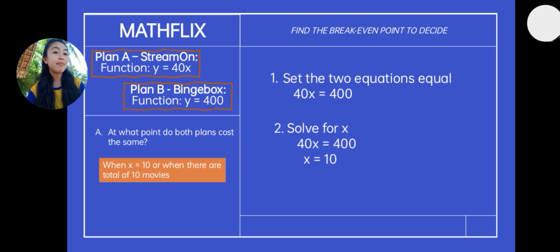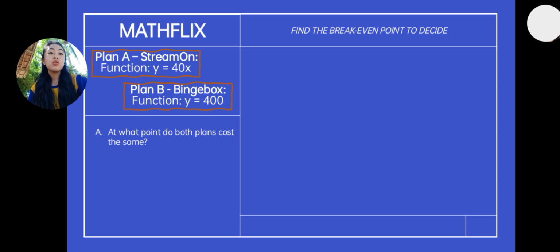40x divided by 40, we have x. And 400 divided by 40, we have 10. So we have x is equal to 10. Our break-even point here is x is equal to 10. We can now use the break-even point in order for us to decide. But how? Our first step here is to choose values lesser than 10 and values greater than 10. We can only pick one of each.